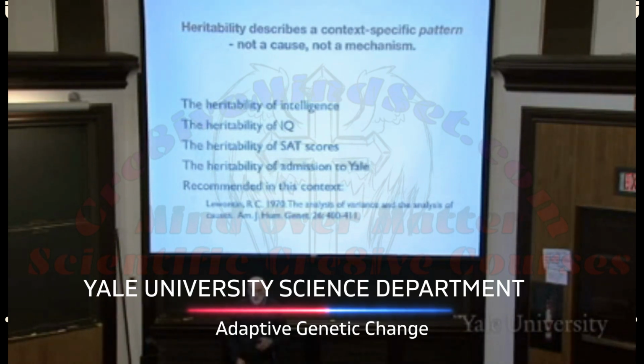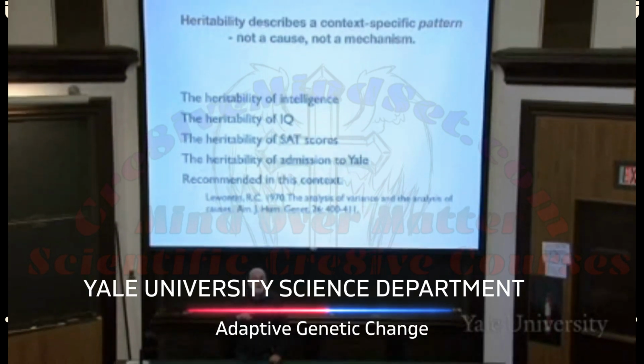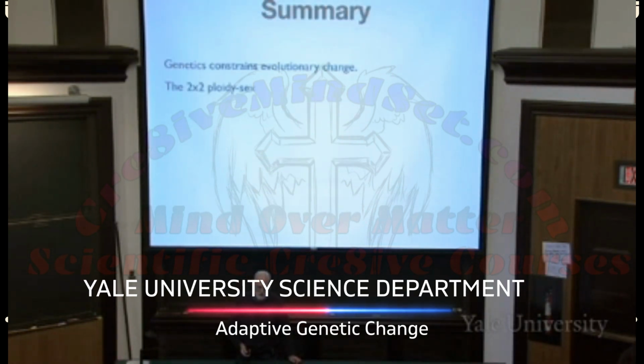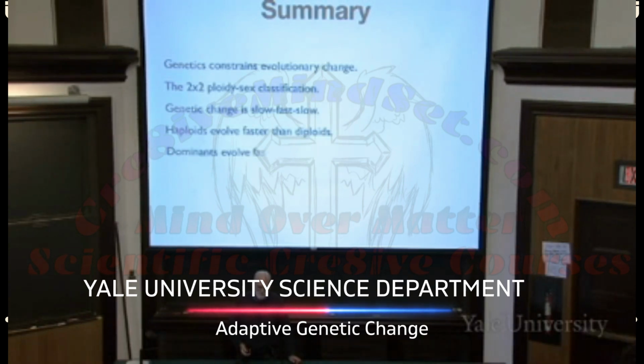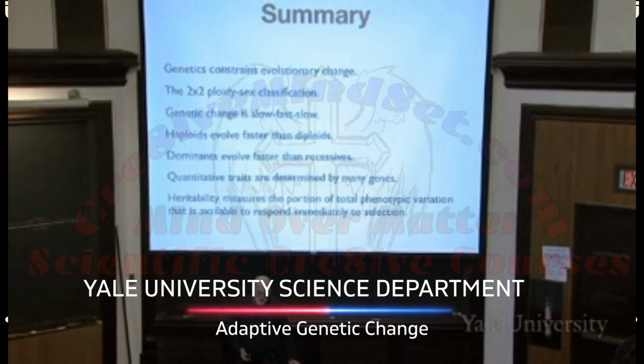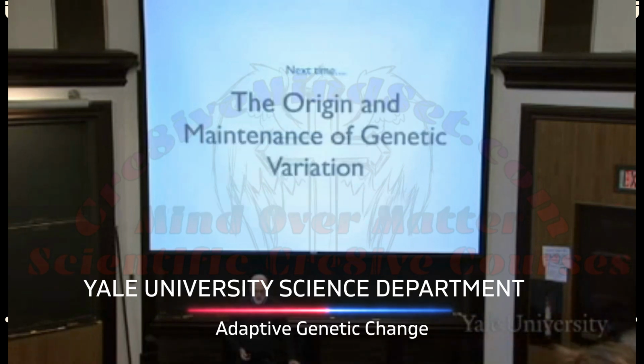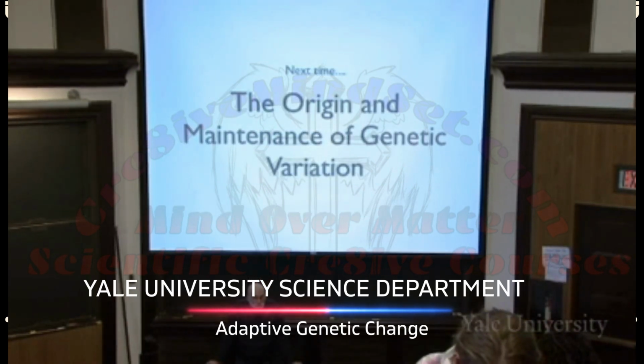And there is a good paper on this, and I have put it up on the course website under recommended readings. There's now a folder called recommended readings, PDFs of recommended readings. You can find this paper and some other ones in there if that's something that strikes your fancy. Go take a look at the title and abstract. So this is the summary of today's lecture. And the next time we're going to talk about the origin and the maintenance of genetic variation.